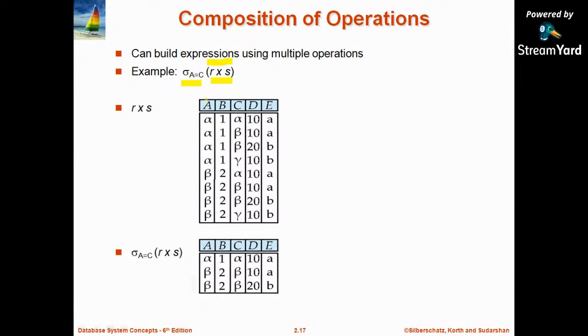So look at this example. R into S will result in this table. In this R into S, you have to apply A is equal to C. Now you have to take the rows which have A is equal to C. Look at this, A is equal to C. Look at this, A is equal to C. So only 3 rows will be filtered and you can get the result like this. So you first do the operation in the brackets, get the resultant relation, and then you can apply the horizontal filter.